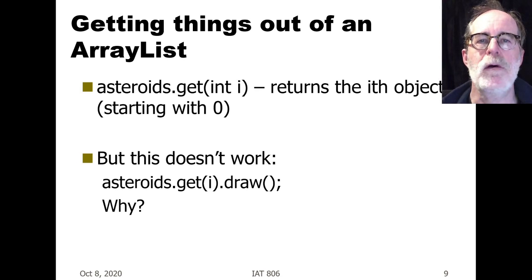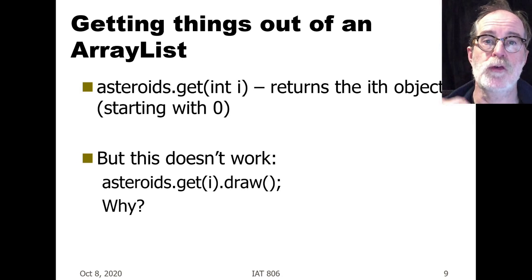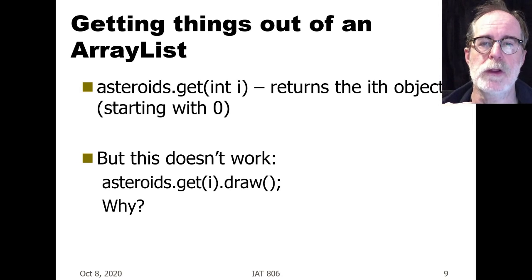However, if we were to do this, asteroids.get(i).draw, what we are anticipating is that asteroids.get(i) returns something, which we hope is Asteroid, because that's what we put in the ArrayList. And if we attempt to call draw, or drawMe, on it, what we will get is some kind of error. In fact, that error is marked at compile time because there's a type mismatch. So let me now explain why.